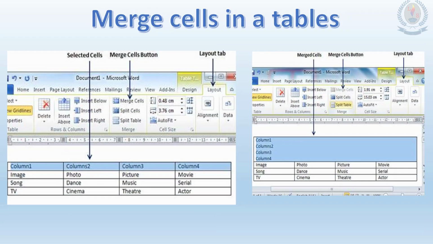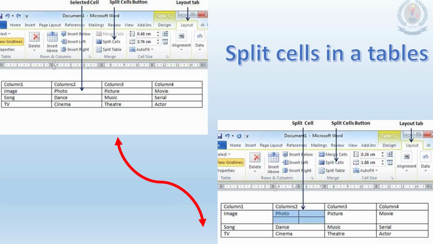Another property of a table is you can merge the cells. Merge means you can combine the cells together. If you notice this, you can see that columns 1, 2, 3, 4 are combined, or merged, within this table, right? As well as you can split the cells in the table. Let's say you have merged the cells, in the same way you have an option in the table properties that you can split one cell into different parts as shown in this picture.